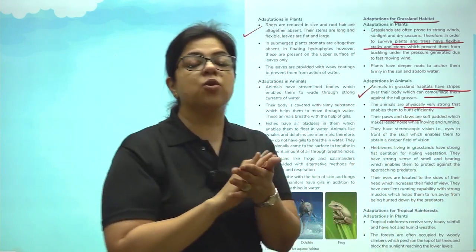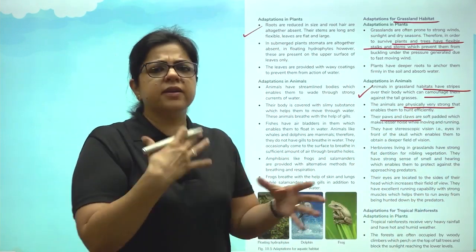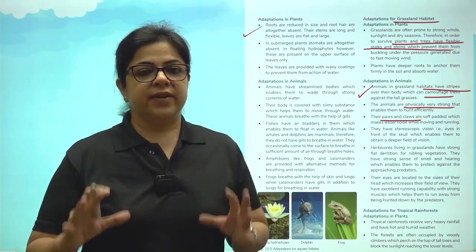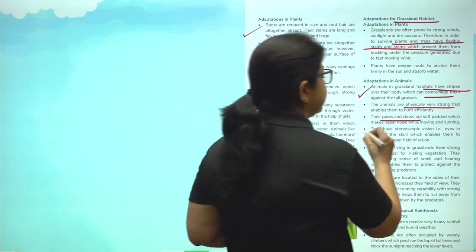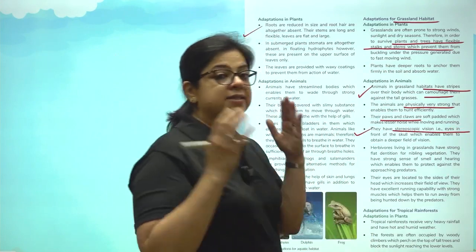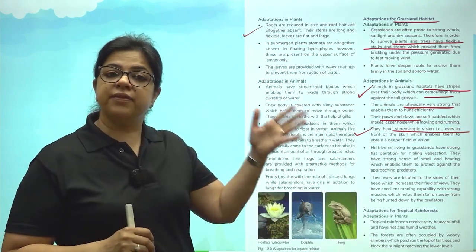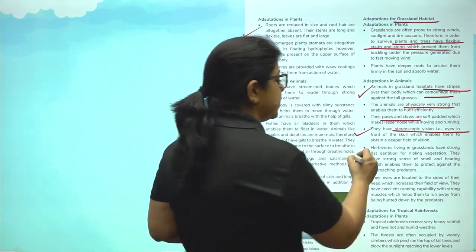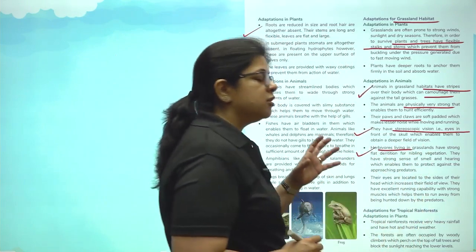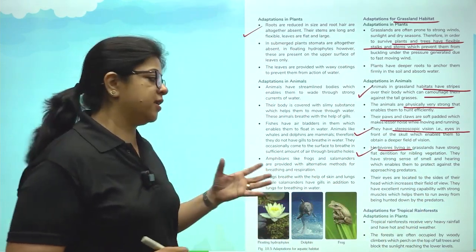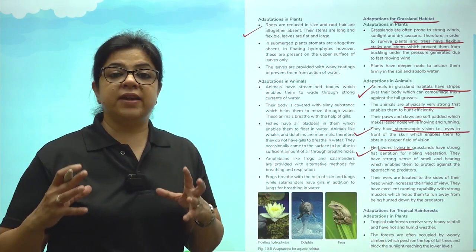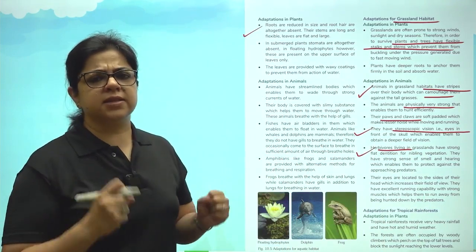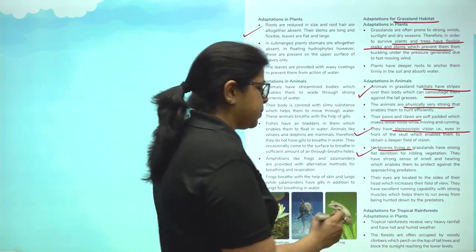Their paws and claws are very soft padded so that when they are attacking their prey, they do it very quietly. Then they have eyes in front of the skull and they have very strong vision. The herbivores will have strong flat teeth. The carnivores are going to have very strong teeth and a very strong sense of smell.